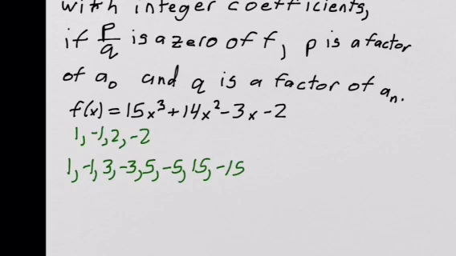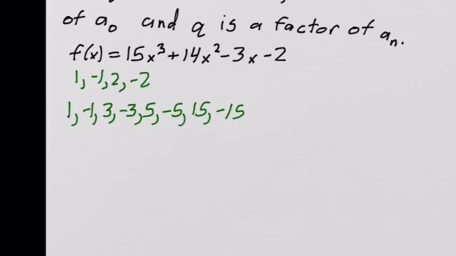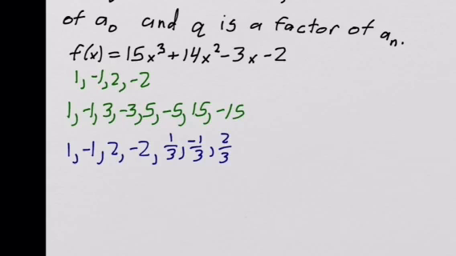So now what we just do is look at all the possible fractions we could get out of this. So we could do them over 1. We never write those over 1. So we have 1, negative 1, 2, negative 2. We can also do all of them over 3. So 1/3, negative 1/3, 2/3, negative 2/3.